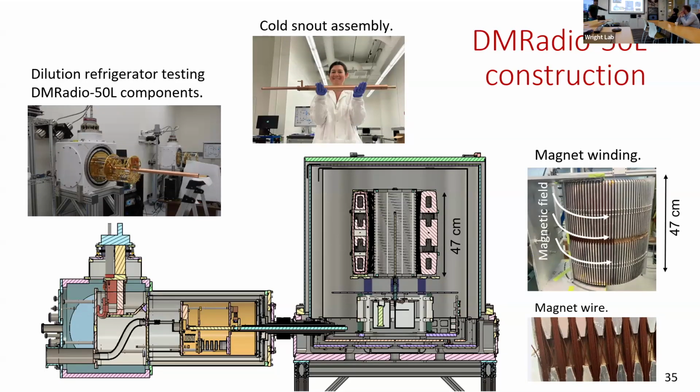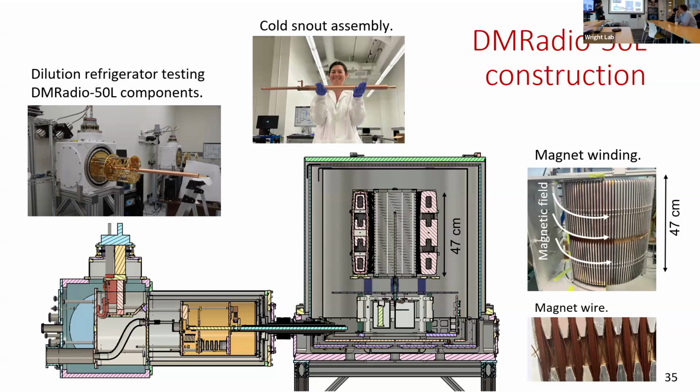Unfortunately, I don't have time to delve deeply into DMRadio, but I really wanted to show some cool photos. This is the dilution refrigerator, which is testing this cold finger here, and you can see it in the CAD integrated with the magnet and the cryostat. Both of those are under construction right now. We're expecting delivery in the next few months. There's the toroidal magnet for DMRadio, and you'll notice one of your former Haystack colleagues, Maria Simonovskaya, holding the cold snout here.